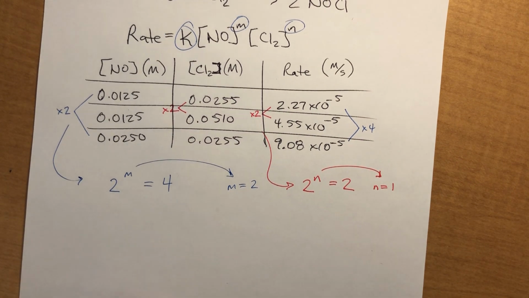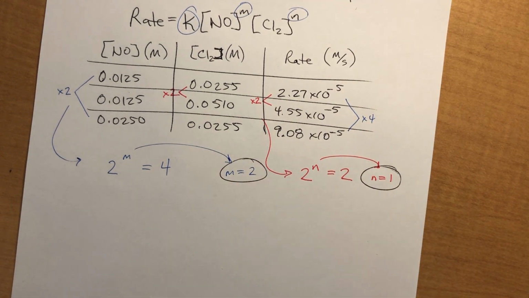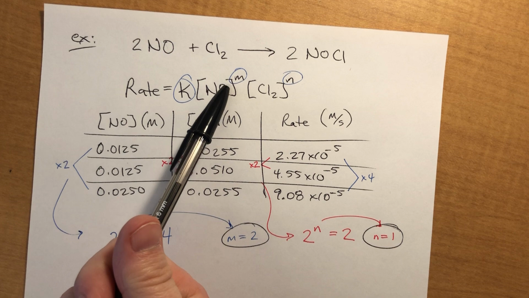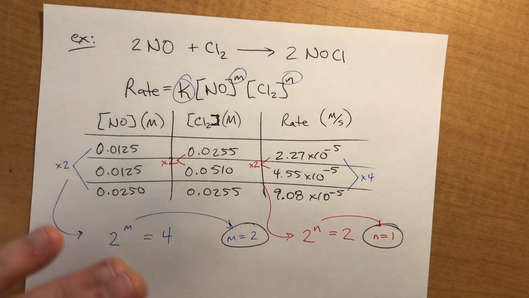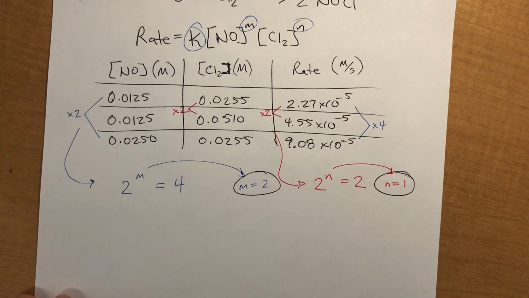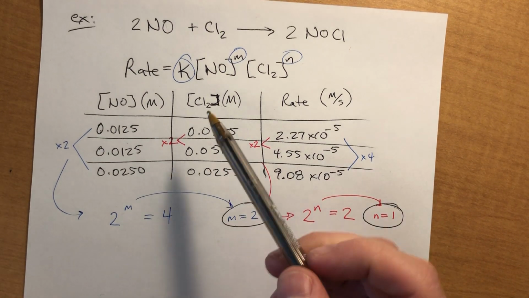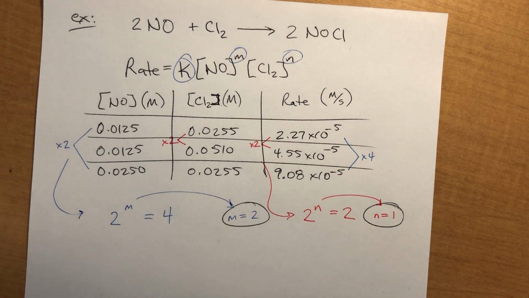Okay, so we literally just solved for both of our exponents. m is 2, n is 1. It is pure coincidence that that's the coefficients in the front. You cannot just blindly put the coefficients as your exponents. It just happened to work out for this one. Okay, well, our job is to solve for k, m, and n. We've already got m and n, so now let's solve for k.